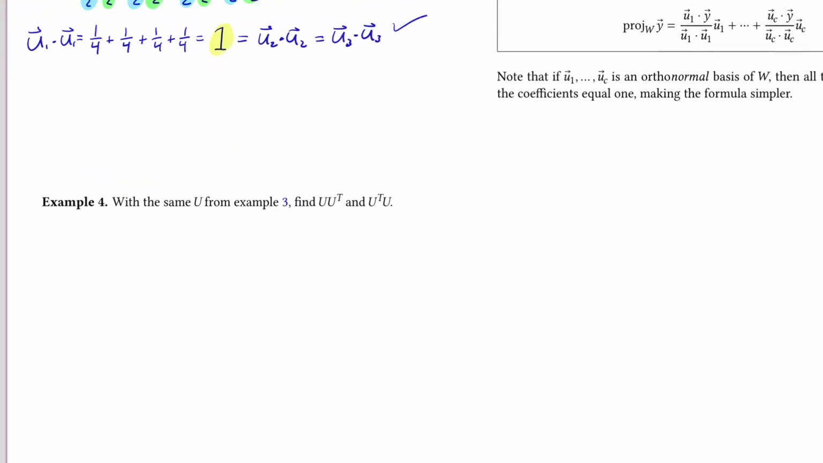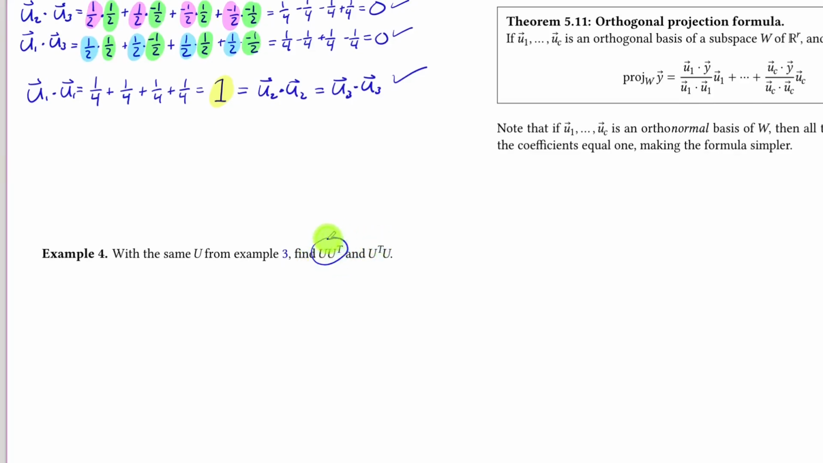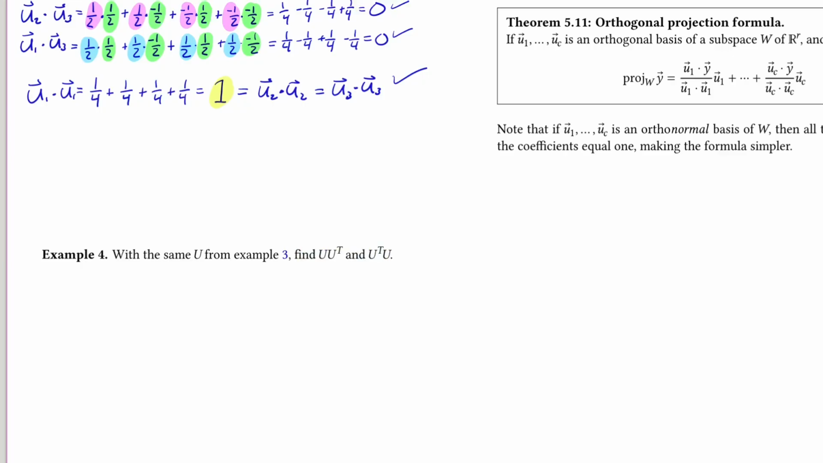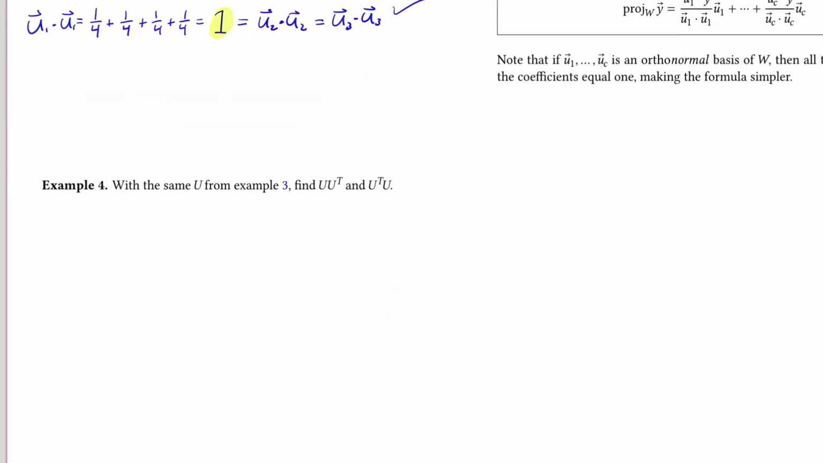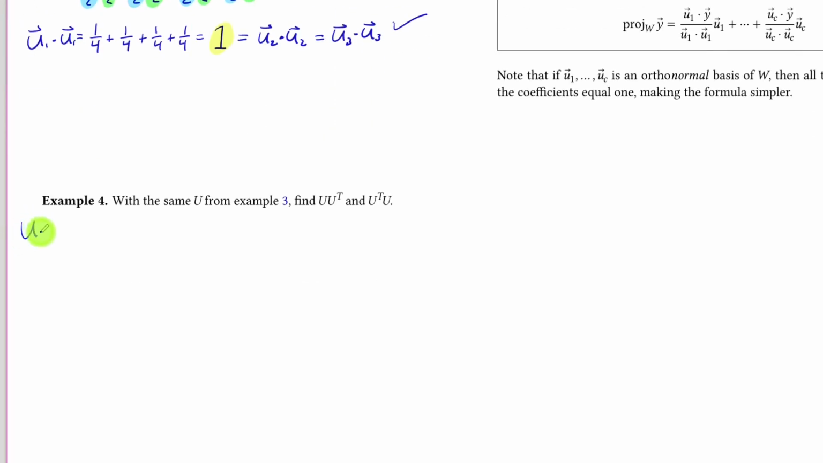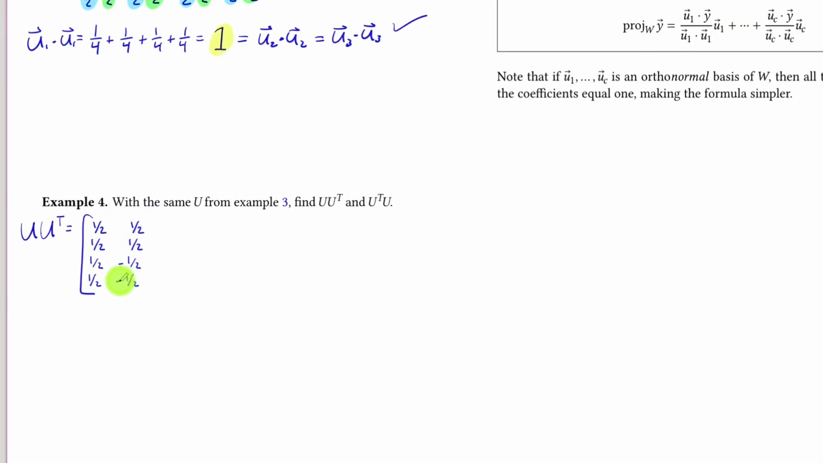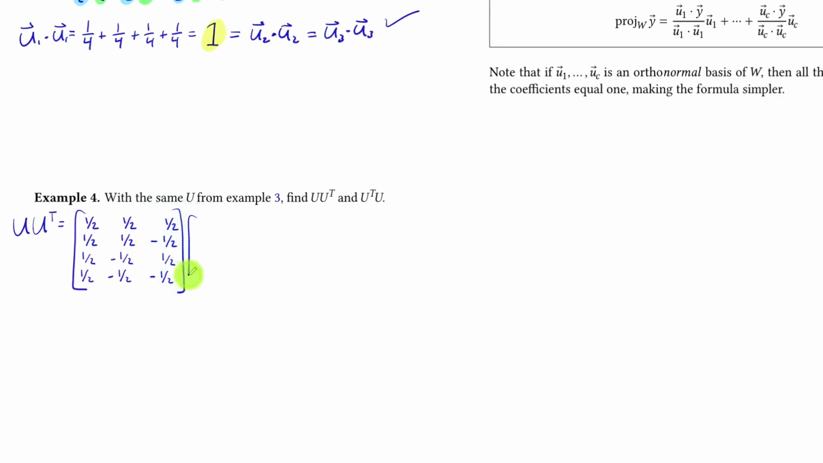Let's see what happens when we multiply this by its transpose in both different orders. First, let's do u times u transpose. Taking this first column and turning it into a row gives you that. I'm going to do the same thing with the second and third columns here. Here's the third column turned into a row of u transpose.